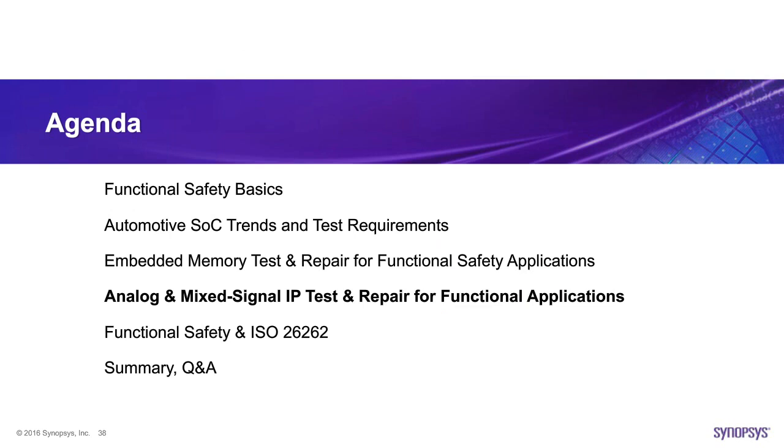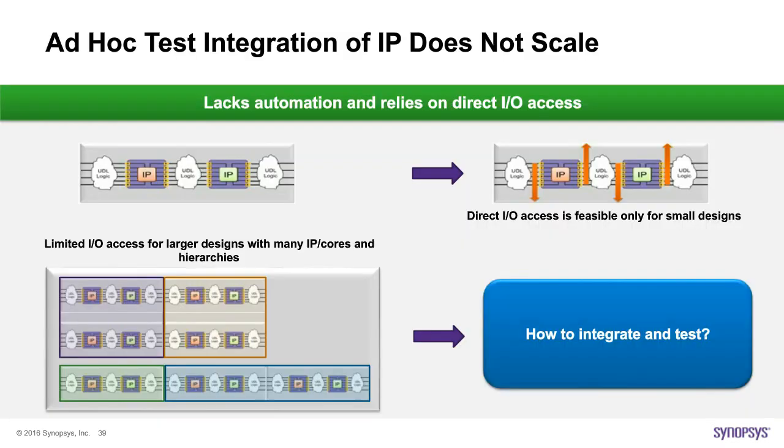We talked a bit about memories. Now we'll go towards other types of blocks, such as the analog mixed signal blocks that are in the chips. Those blocks, as we have seen, are increasing again in numbers. When we had two of them, as you see here in this picture, it was easy to access them, test them from outside, exercise them from the primary IOs. However, once we have many of them, it is very difficult to do that.